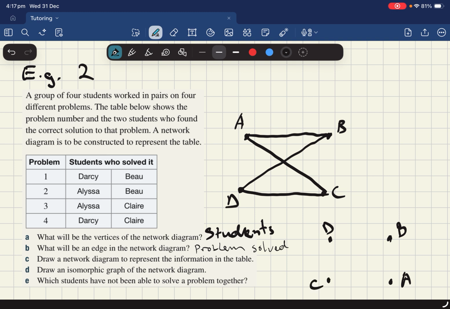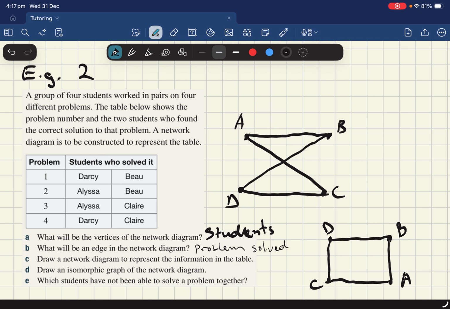So Darcy and Bo solved one. Alyssa and Bo solved one. Alyssa and Claire solved one. And Darcy and Claire solved one. So this is an isomorphic graph. It's showing the exact same information, but it is presenting it in a different way. They are equivalent, right? They're two different ways of showing the same thing.